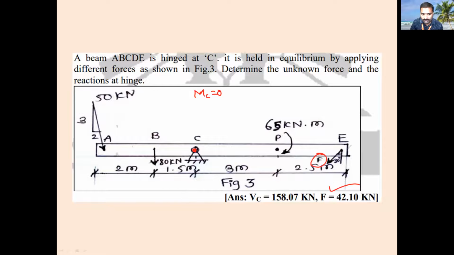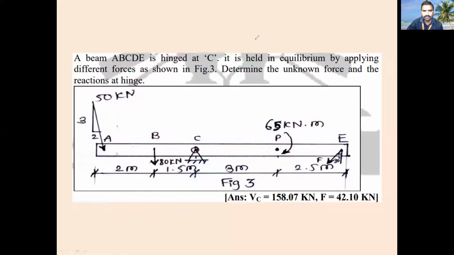Once you get the value of F, then apply sigma Fy is equal to 0, so that your vertical reaction VC also you will get. Then apply sigma H is equal to 0, horizontal forces, so that you will get the horizontal reaction also. Is it clear?